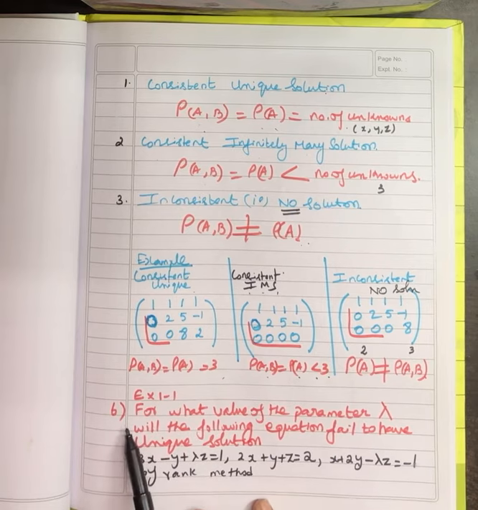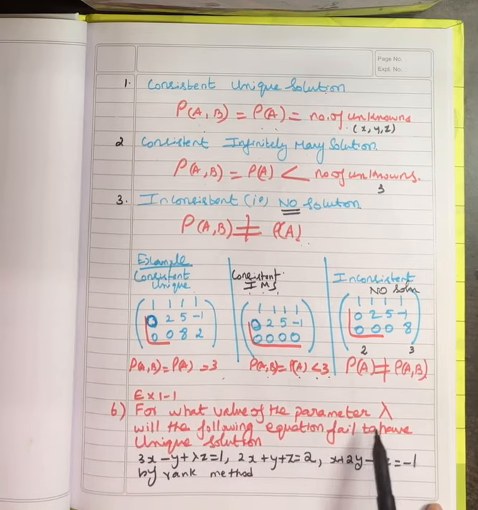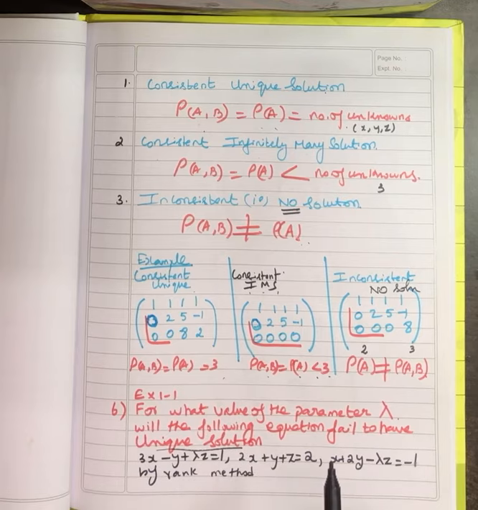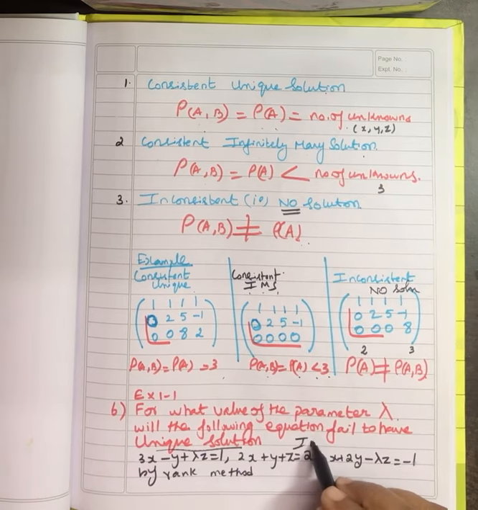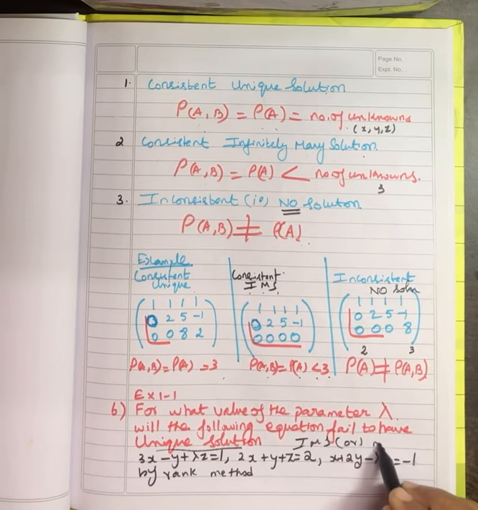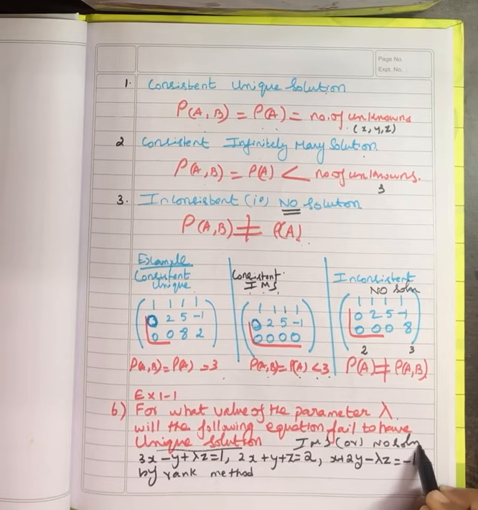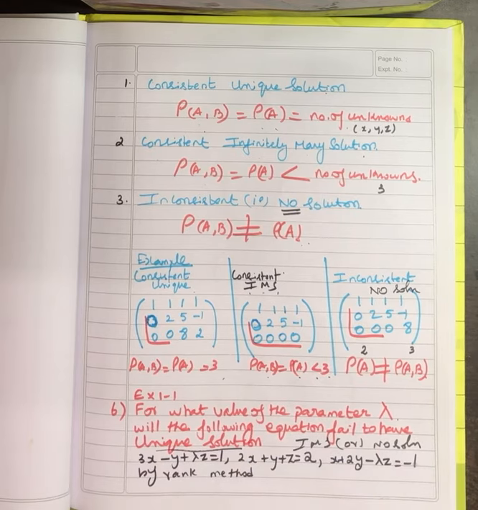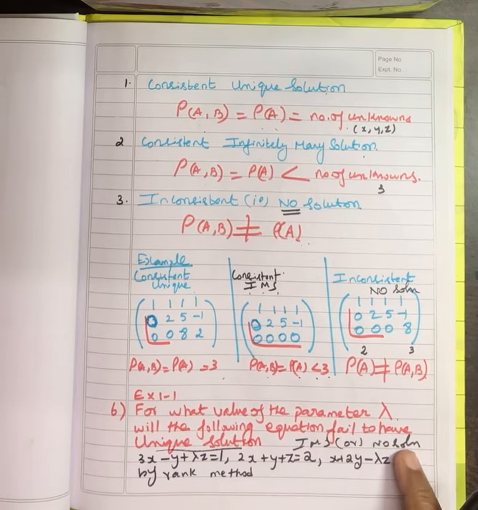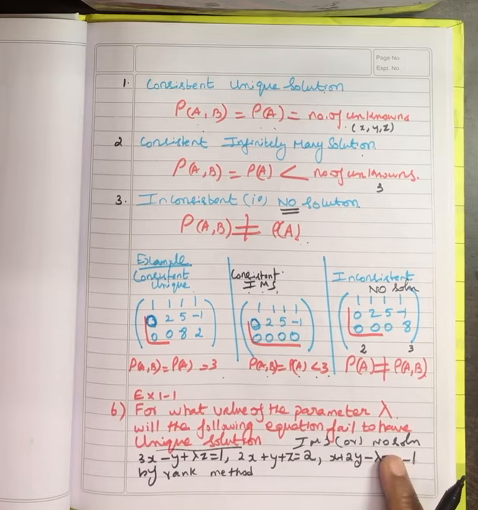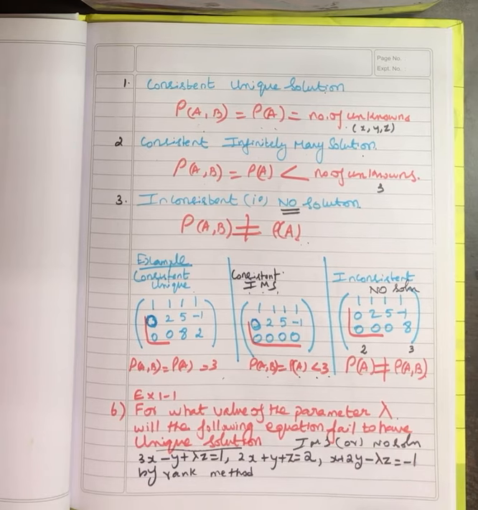Exercise 1.1, sixth problem. For what values of the parameter lambda will the following equations fail to have a unique solution? So you don't have a unique solution. What are the other possibilities? It may have infinitely many solutions or no solution. I have to check and find the value of lambda. It will be either infinitely many solutions or no solution. Find which is the correct answer. After finding the answer, find the value for lambda.